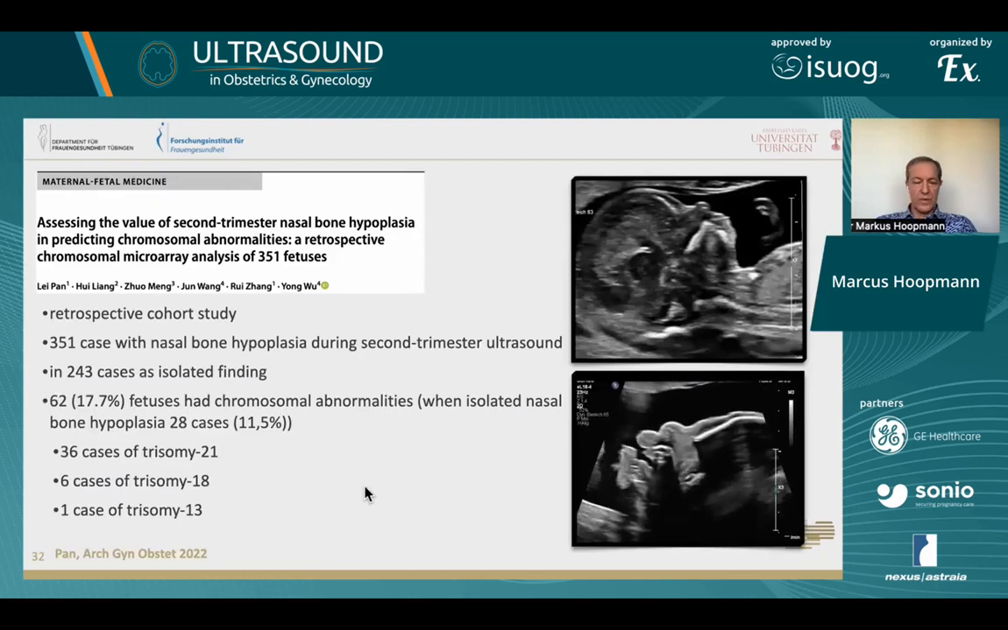Yeah, and here you see one recently published study, but we have a big amount of studies like this. And you see that the relation to chromosomal abnormalities is 77% in this series, in this population. But even in isolated cases, you had about 11% of chromosomal aberrations, mainly trisomy 21.